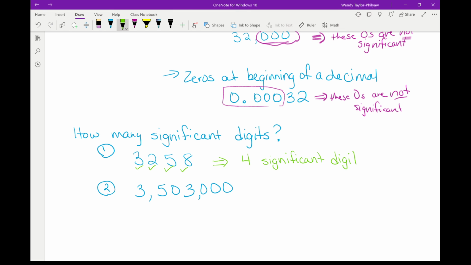Okay, looking at 3,503,000. Automatically, these that are not zeros are significant because this 0 is between the 5 and the 3. That makes it significant. However, like we said, these zeros at the end of this whole number are not considered significant. Therefore, this also has 4, and I'm going to start abbreviating it SIGDIGs.